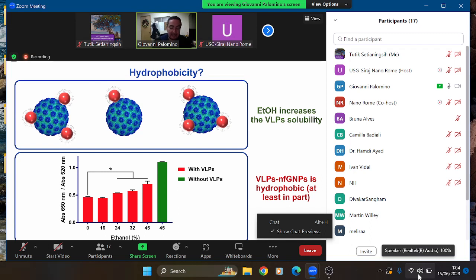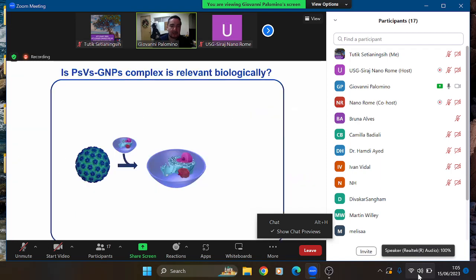And now the main question is whether the complex of the human papillomavirus and gold nanoparticles is biologically relevant. To address this question, we produce pseudovirus because of the lack of a reliable in vitro model for human papillomavirus infection. We produce human papillomavirus pseudovirus containing a reporter plasmid as a pseudogenome to mimic the human papillomavirus infection in cells. This system recreates the infection process of the natural virus.